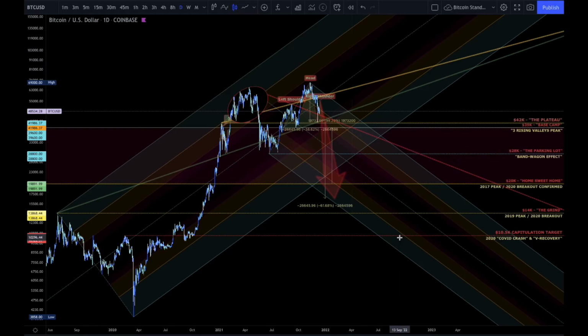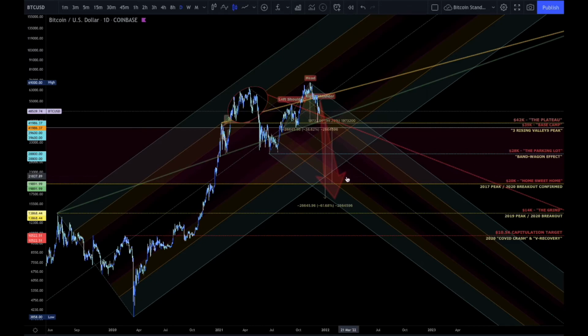So what does that path of maximum pain look like, and how do we get down to this capitulation target? Well, I'm glad you asked. This is very, very speculative.